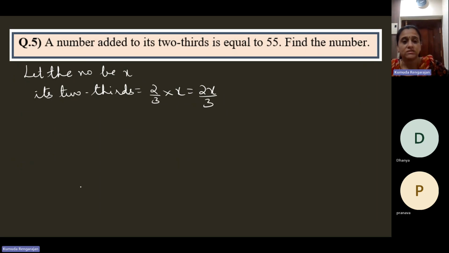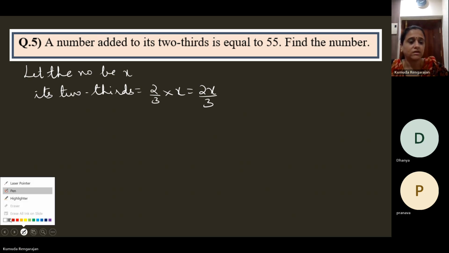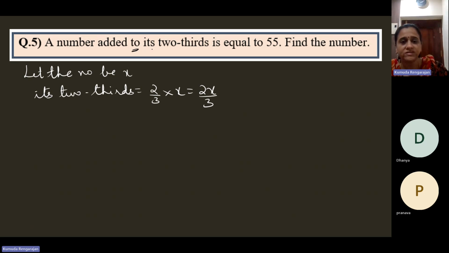It's 2/3. So 2/3 of x, 2x by 3. So a number is added to something. It's added to what? So added to 2/3 of x. So 2x by 3. Whatever is after 2, you write that first. After this 2, we have 2/3. Write that first.